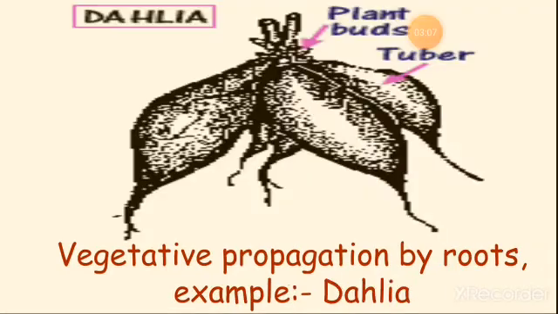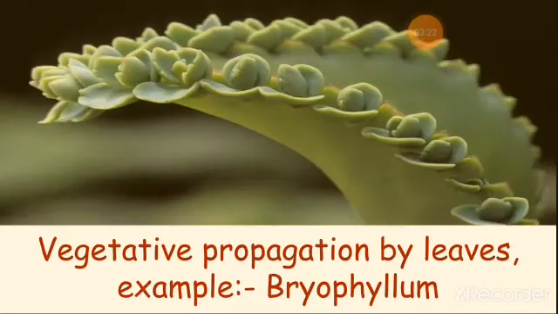The second one is vegetative propagation by root. The roots also help in vegetative propagation. Sweet potato and dahlia give rise to new plants from their fleshy roots. The next one is vegetative propagation by leaves. In plants like Bryophyllum, buds are produced on the leaf margin. These buds, after falling on the ground, grow into new plants.